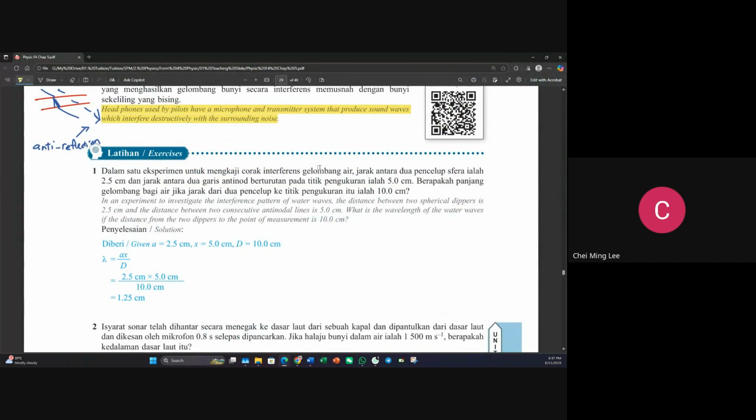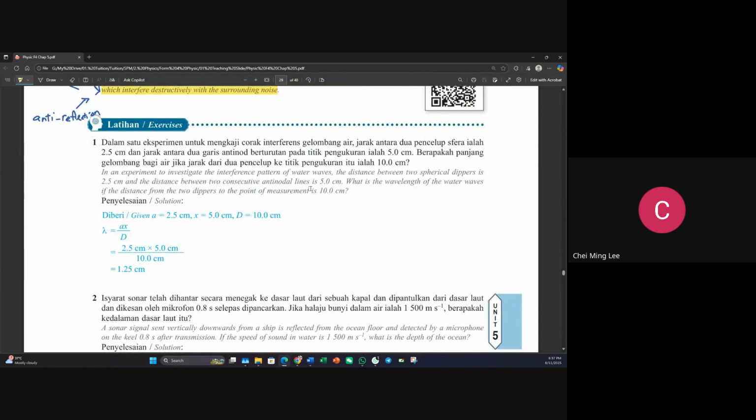So now, in an experiment to investigate the interference pattern of water waves, the distance between 2 spherical dippers is 2.5. So that means a is 2.5, and the distance between 2 consecutive anti-nodal lines is 5.0, so x is 5.0. What is the wavelength of the water wave if the distance from the 2 dippers to the point of measurement is 10? So lambda is equal to a x over D. So it's 2.5 times 5 divided by 10. So you get 1.25 cm.